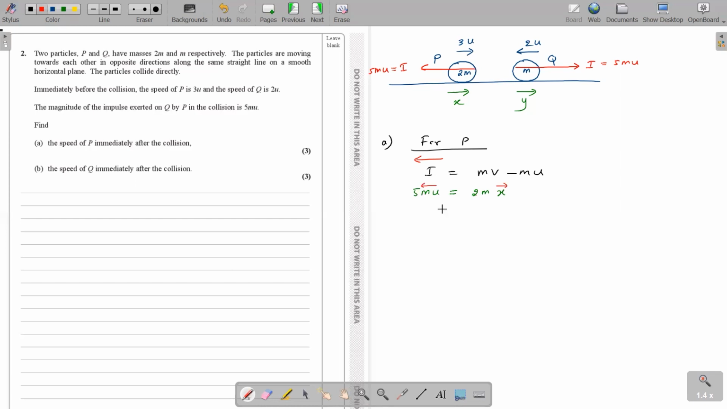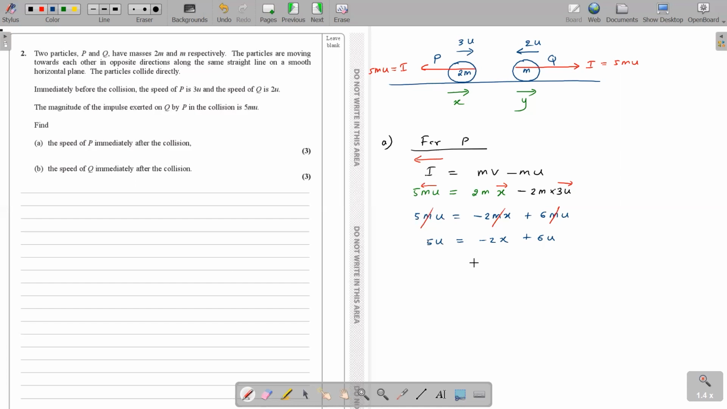I'll have to change it. That means I'll have to make it negative. Minus mass is 2m into initial is 3u. So that is also to the right side. So we need to change these 5mu. So when I change direction, it becomes minus 2mx, and it becomes plus 6mu because I'm changing the direction. The m will cancel out. And I get here 5u equals minus 2x plus 6u.